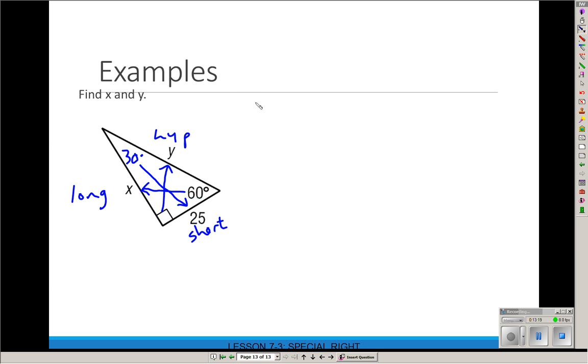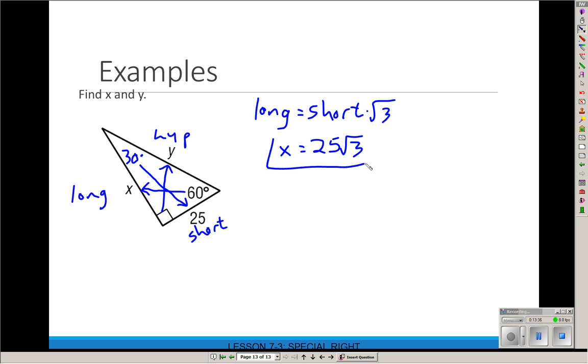Let's do the long leg first. Long equals short times the square root of 3. Long is x, short is 25 times the square root of 3. And that's as far as it'll go. Remember, don't punch that in your calculator. Just leave it like that with the exact value.